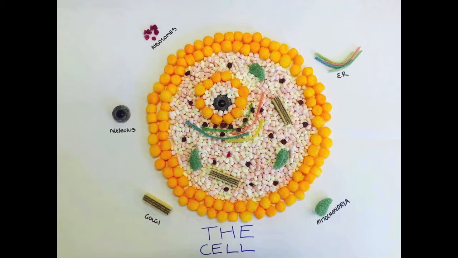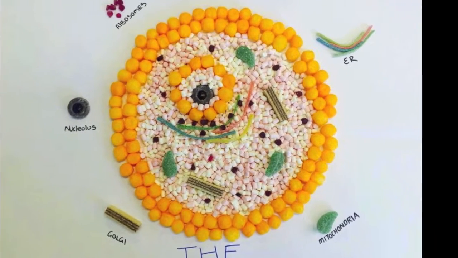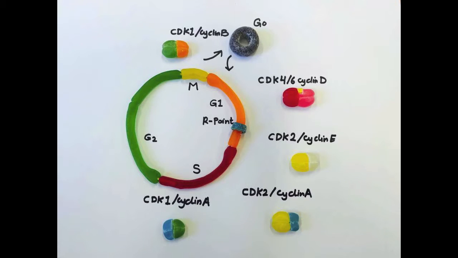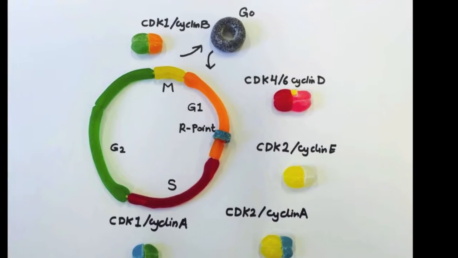Let's begin. The control of cell cycle takes place in the nucleus. Here we have the phases of the cell cycle, as well as the cyclin-dependent kinases, easily known as CDKs. CDKs are serine-threonine kinases, and their function is dependent on cyclins.